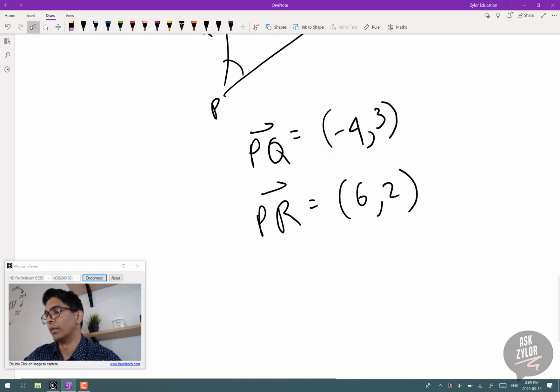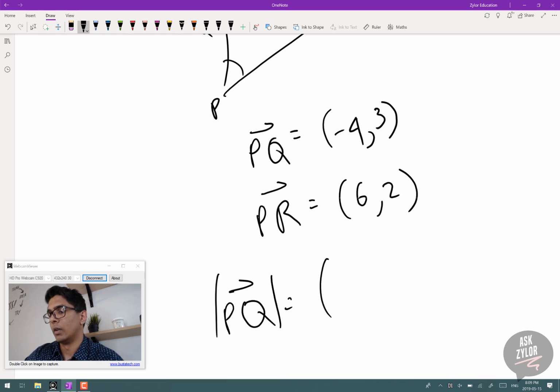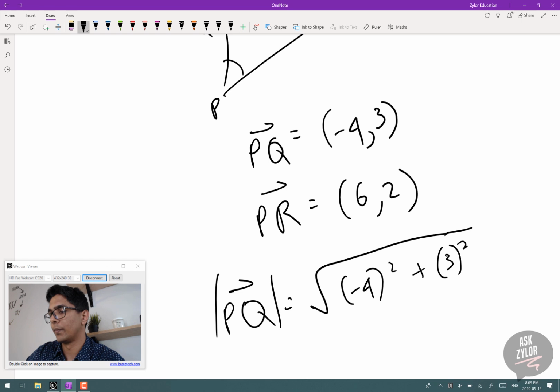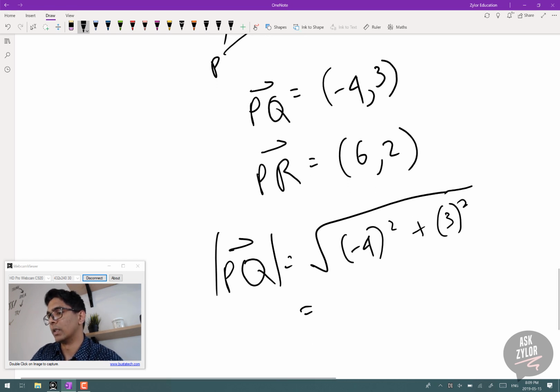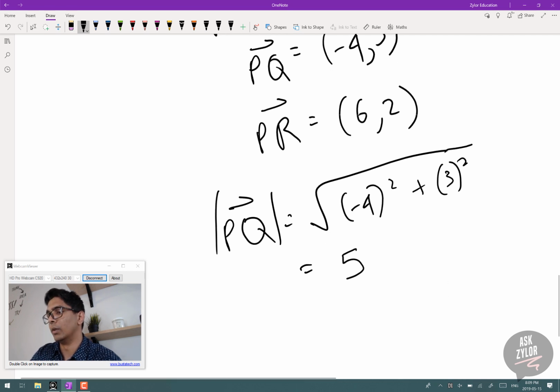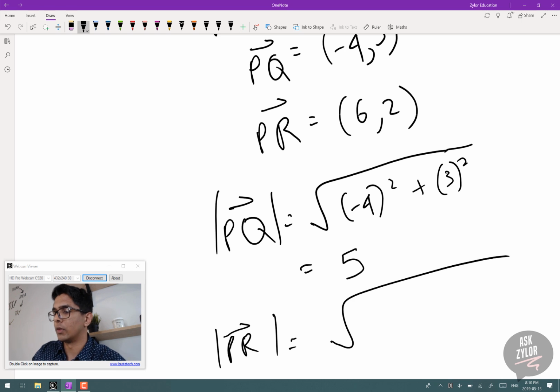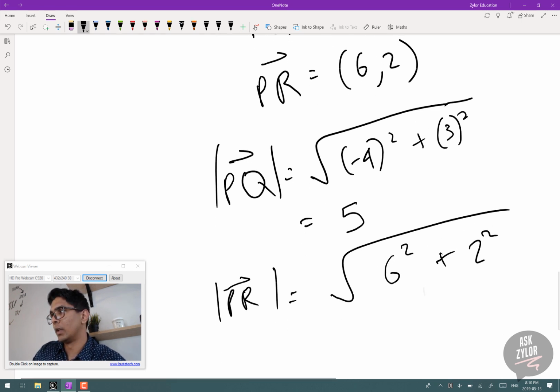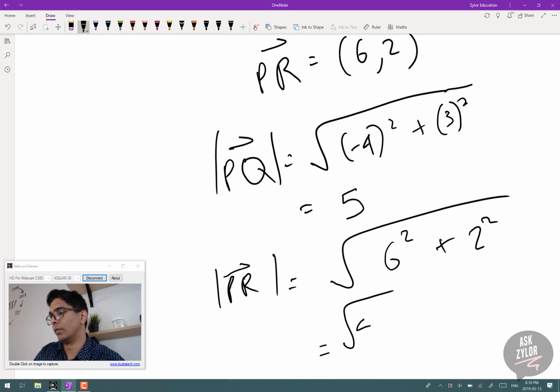So the magnitude for PQ is going to be the square root of (-4) squared plus 3 squared. Right? So that's going to be 16 plus 9, the square root of 25, which gives me 5. I'm going to do the same for PR. So I have 6 squared plus 2 squared to give me 40, so the square root of 40. I'm just going to leave it as an exact value.